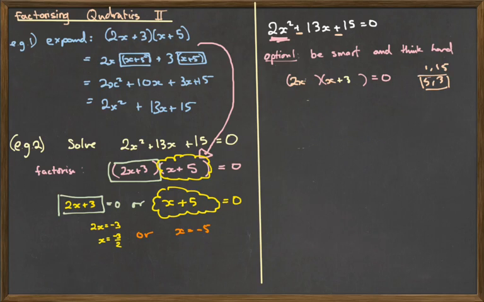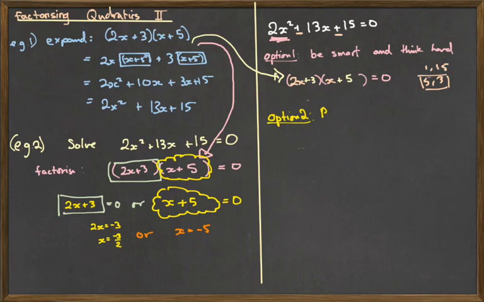Okay. So that means that actually it was the other way around. It was 2x plus 3 and x plus 5. And if we were to check that, we would get the correct answer. So that's option 1. You have to be quite smart about it and think hard about it and stare at it a little bit. Option 2.